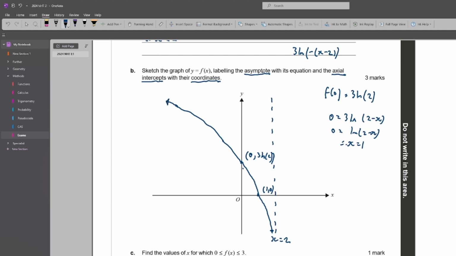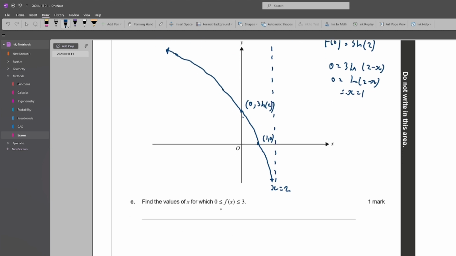Okay, have we got everything? Label the asymptotes? Yes. Label the axial intercepts with their coordinates? Yes. 3 marks, probably 1 for this, this, and this, and shape. Find the values of x for which 0 is less than or equal to the function f of x is less than or equal to 3, so the value of the function itself.